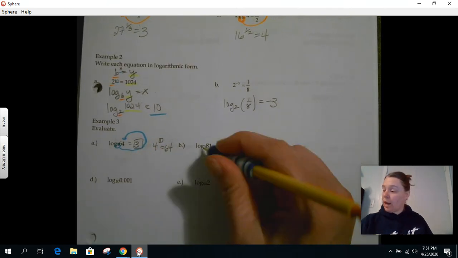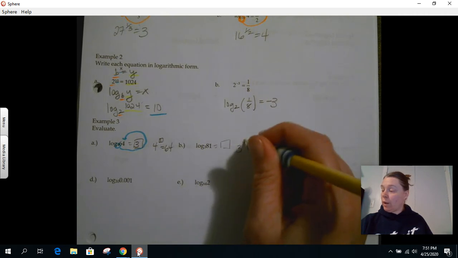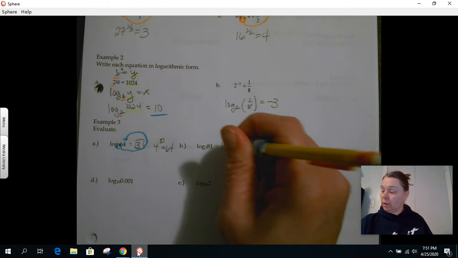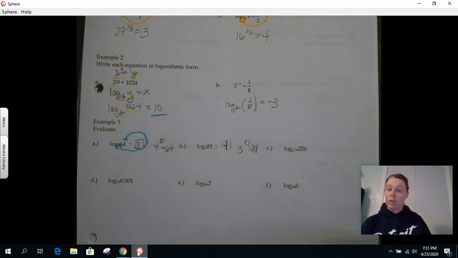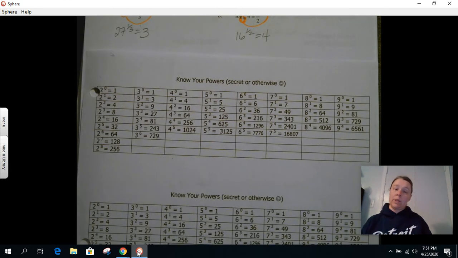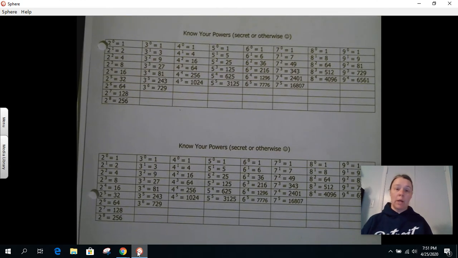Okay, so then this one, I'm thinking 3 to what power is 81, which would be 4. Again, I could just look on my power sheet. Okay, 3 to what power is 81, so the fourth. And this has a bunch of copies on it because that's what I would use to copy it for you guys.